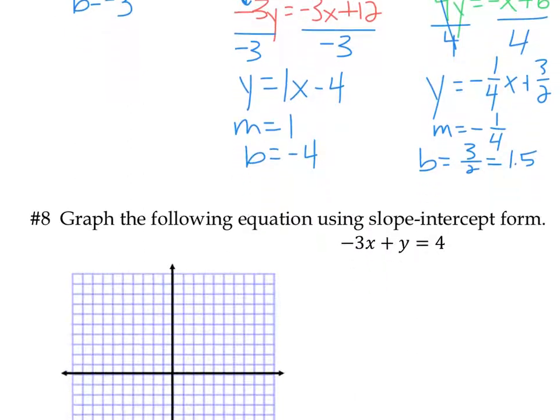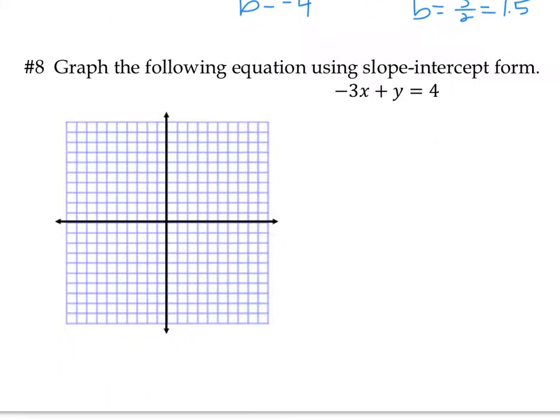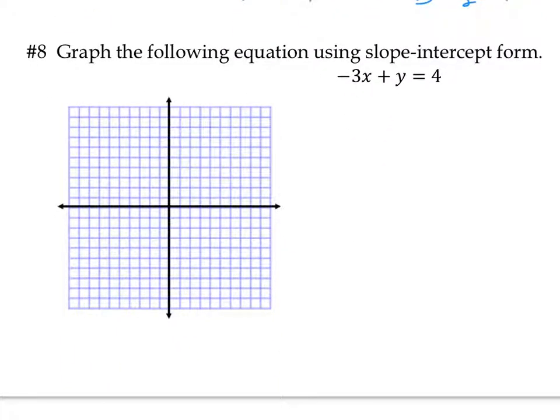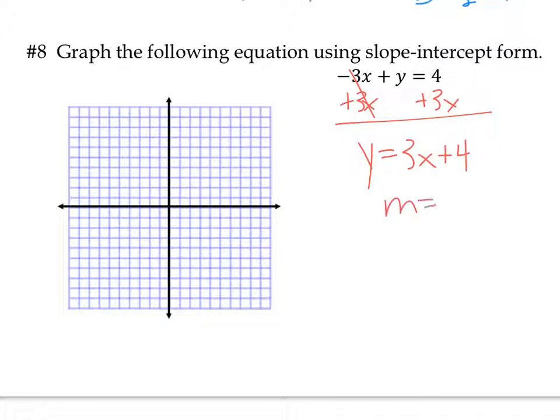Let's see what it looks like then to graph one. If we want to graph this equation, the first thing we need to do is get the y by itself. Solve this for y. If I add 3x to both sides of my equation, I'm going to get y equals 3x plus 4. So I've got my slope is 3, my y-intercept is 4.